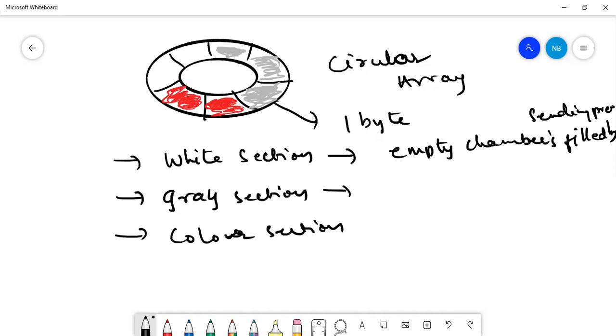Now coming to the gray section. The gray section is nothing but the data or bytes sent but not acknowledged. It means the stream of byte information has been sent, but the acknowledgement has not been received from the receiver. Now coming to the colored section.